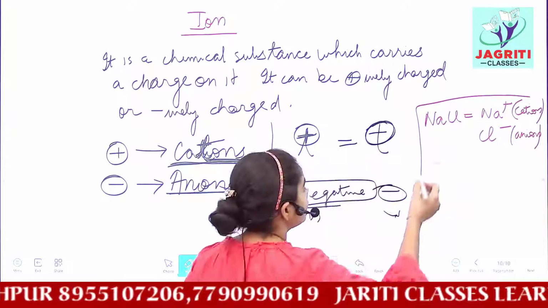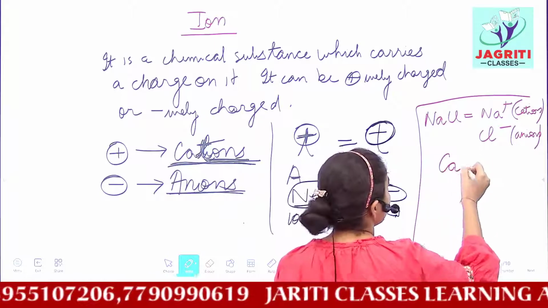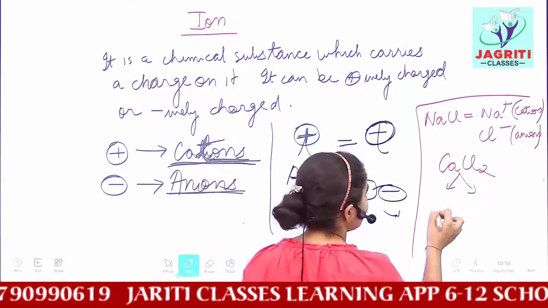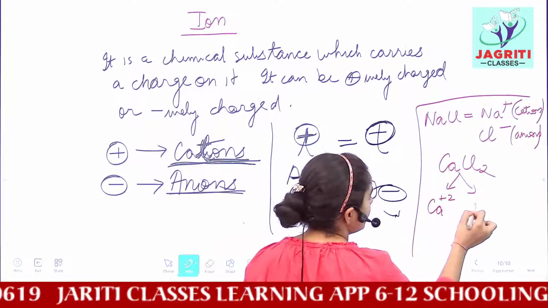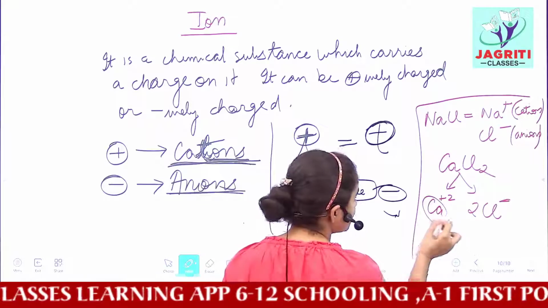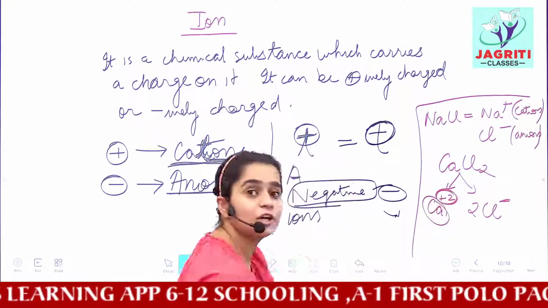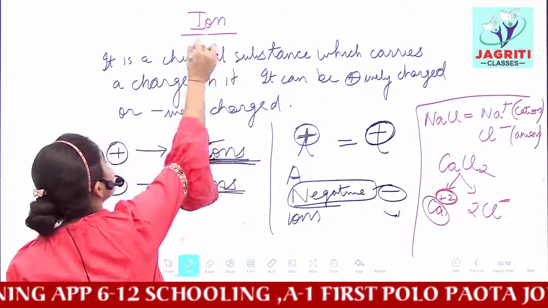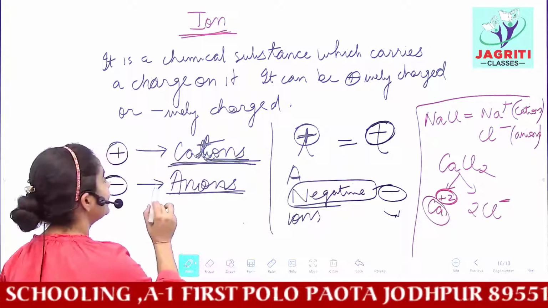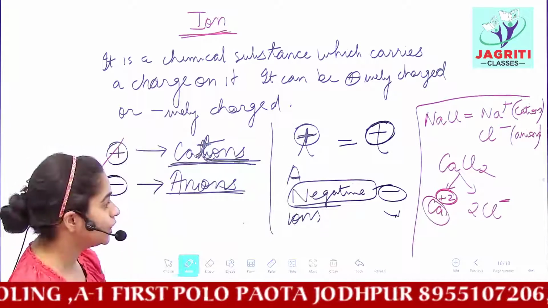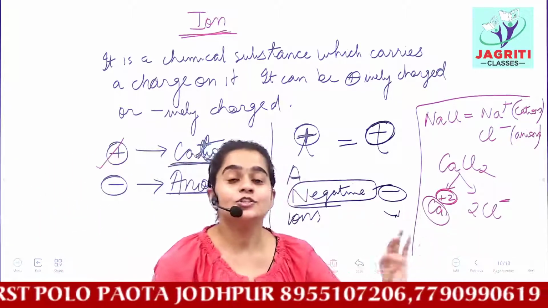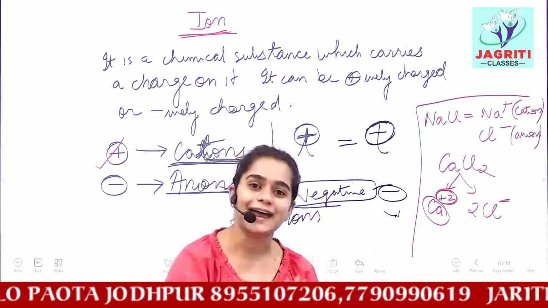Can you tell me the cation and anion in calcium chloride? You know calcium chloride is made up of two ions, that is Ca 2 plus and 2Cl minus. So see here, your calcium has a +2 charge. Because it contains a charge, we say it is an ion. And because it has a positive charge, so it is what? A cation. So here we have calcium cation and chloride as our anion. So this is the difference between cations and anions.